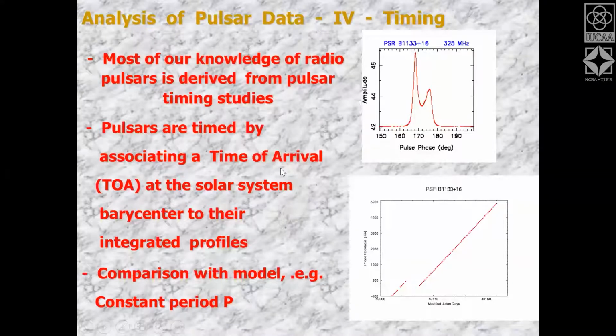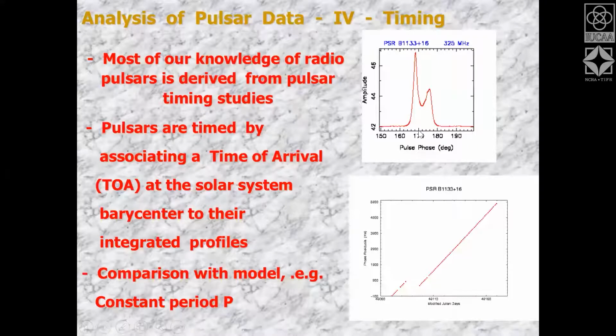Once you have found a new pulsar, you look at this pulsar and try to derive its parameters. The majority of the information about the pulsar comes from timing its pulses, where you associate a time of arrival at the solar system barycenter to their integrated profile. You pick a point on the profile, and this profile is obtained by averaging several thousands of periods, because individual pulses of the pulsars vary and fluctuate.